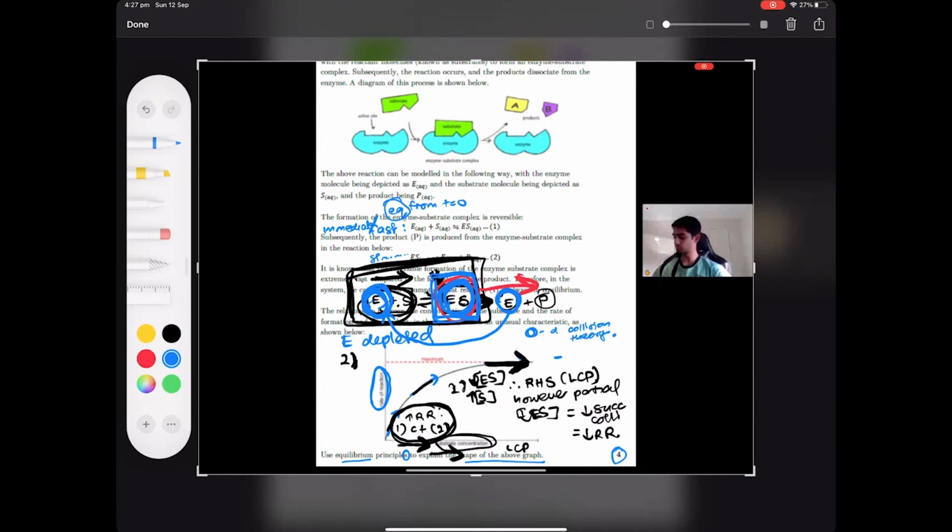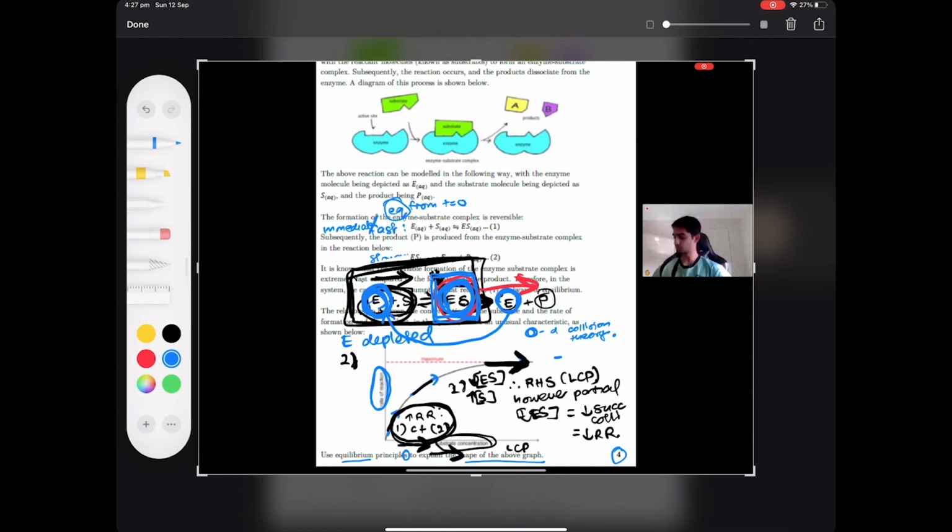And what that does is there is a fixed amount of ES. Its concentration will not change because there's no more E to react to form ES. Do you all agree? There is a fixed amount of ES. Fixed number of particles means a fixed number of collisions, which means a constant reaction rate. And that's what you observe there.